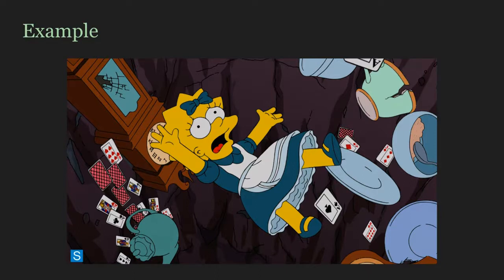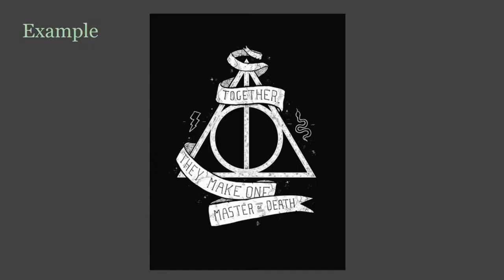Our last example, let's see if you can get this one. This is an allusion, an image that is alluding to the Deathly Hallows from Harry Potter, right? You have the invisibility cloak, the resurrection stone, and the elder wand, all in that symbol. And it is from the last book, Harry Potter and the Deathly Hallows.